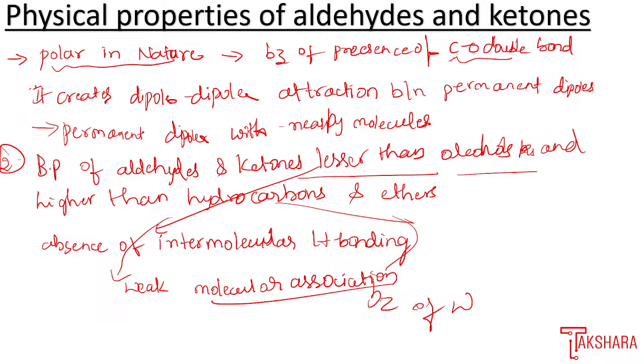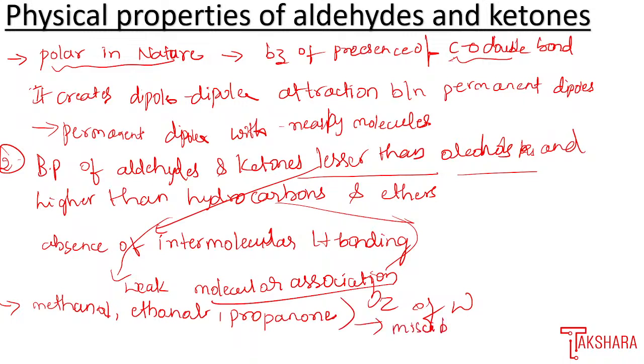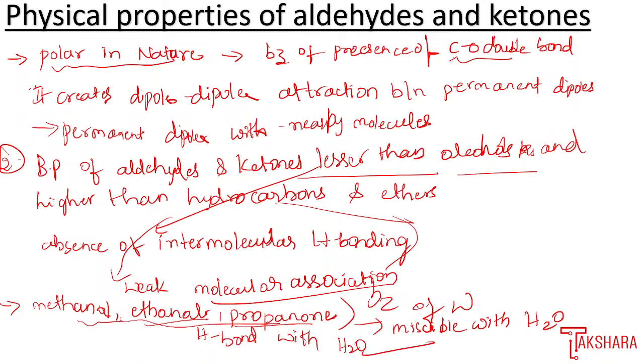So then next, we have lower members such as methanal or ethanal, or propanone. These are miscible with water, miscible or soluble in water at all proportions. Methanal, ethanal and propanone are miscible with water because they form hydrogen bonds with water. When we see their structures, there is the presence of hydrogen bonding, so they are completely soluble in water.